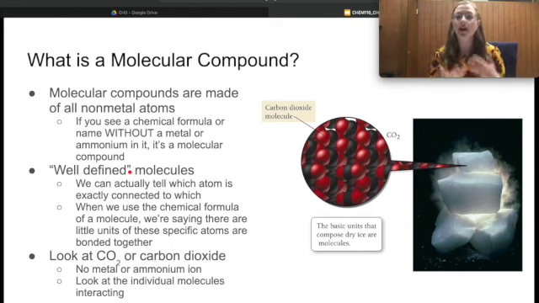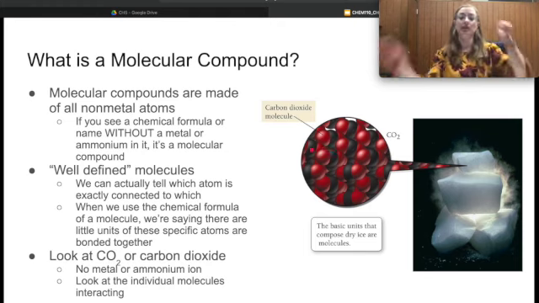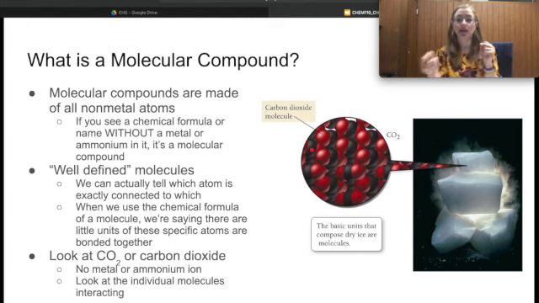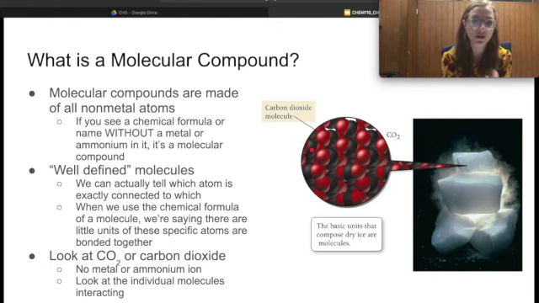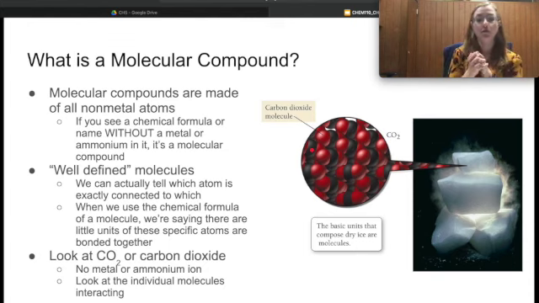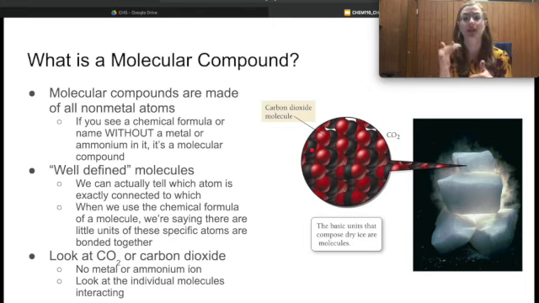However, here we have well-defined molecules. I could pull one of these CO2 molecules out and know that I had exactly one CO2, with one carbon attached to 2 oxygens. When we're using a chemical formula, we're saying that this kind of atom is bonded to these other kinds of atoms. There are specific little units that are repeated over and over again. That's why we use formula unit for ionic compounds and chemical formula for molecular compounds. A chemical formula really represents those individual molecule units in a molecular compound.